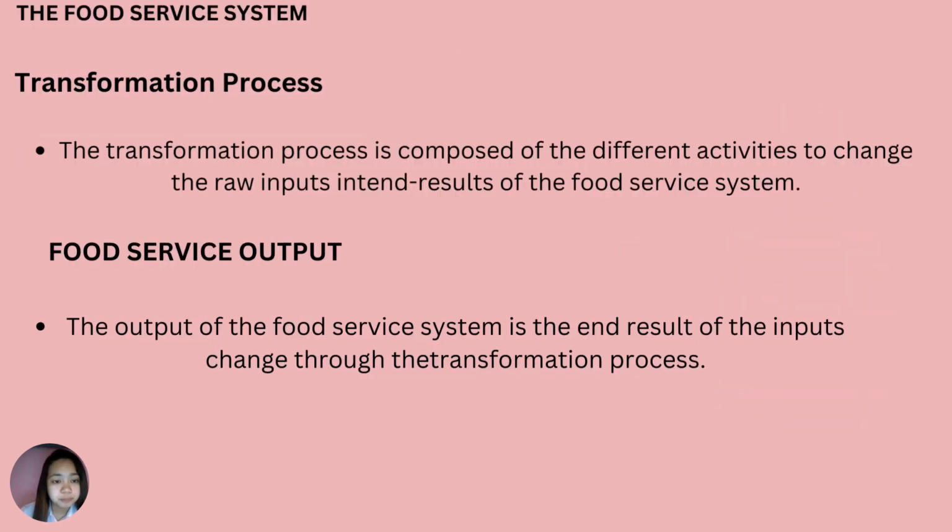Next is the food service system. So, transformation process. The transformation process is composed of different activities to change the raw inputs and then result of the food service system. So, this involves menu and production planning, mise en place and preparation, and the distributed or served. So, ito na yung transformation process.